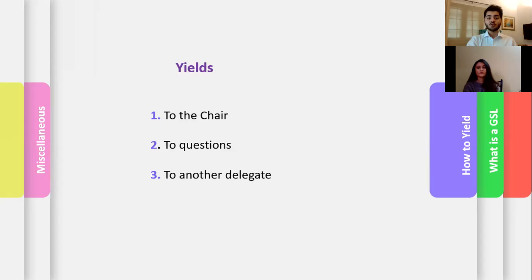Now, there's a good point to note that there can't be more than one yield per speech. So if a delegate's given a yield, they can't yield it back to another delegate, right?